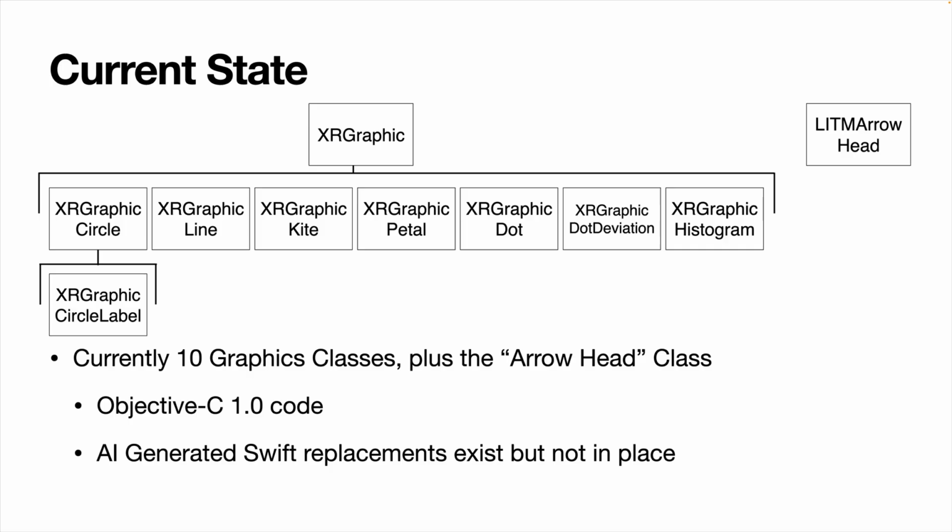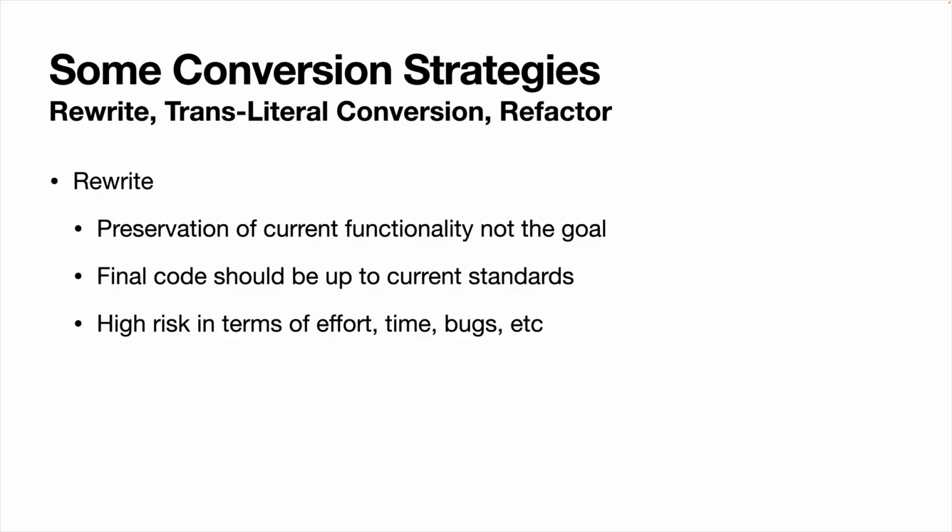Now, of course, these are all Objective-C classes, but they're actually Objective-C 1.0. That makes them a little rough to work with. The newer Objective-C code is much, much better. Now, I did use AI to generate replacements for all of these files. So I had them created, and they're in the repo. Before we really deal with that part of it, let's talk about some of the strategies I have for different ways of converting these types of files.